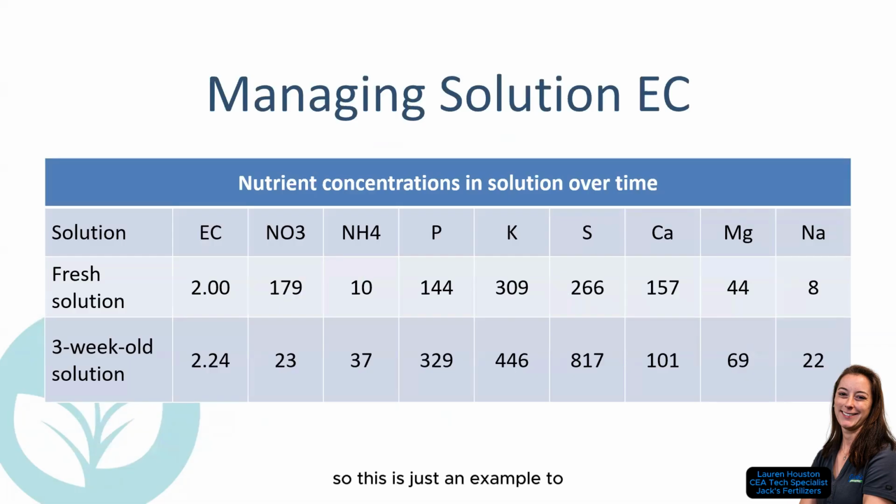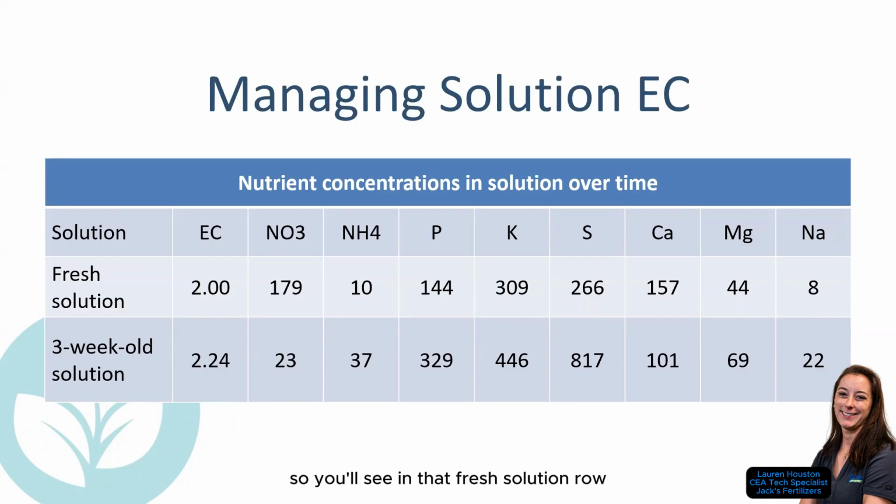So this is just an example to show you how solution EC can change over time and how EC doesn't really give you the full picture of the nutrients that are in your solution. This is an example of a hydroponic lettuce farmer who was completely changing his reservoir about every 2 months. He was mixing his fresh solution with a target EC of 2.